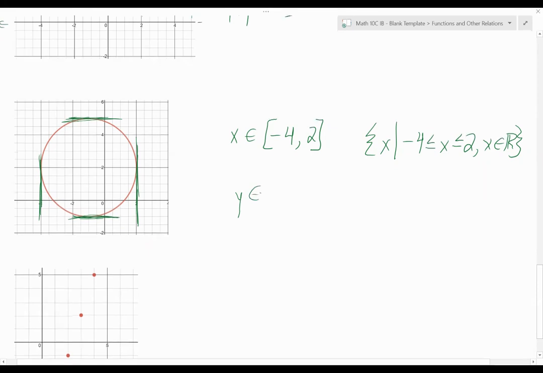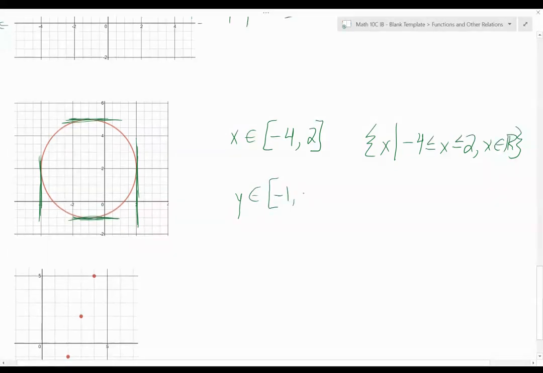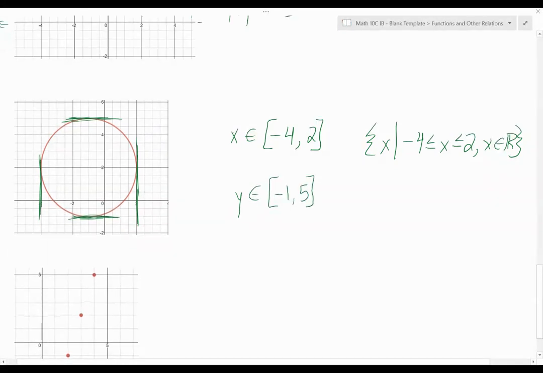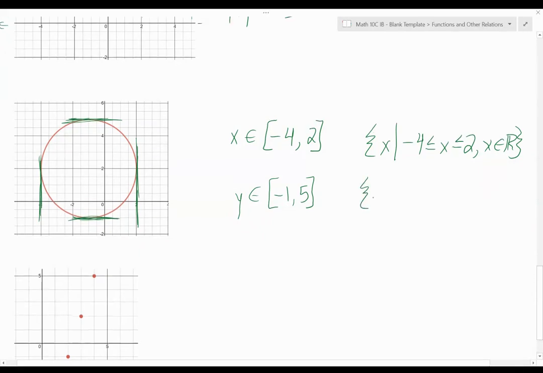For my range, the y values are between negative 1 and 5. So y is an element of the interval from negative 1 to 5, because this relation exists between those values, but nowhere outside of them. And again, in set notation, this would look like y such that negative 1 is less than or equal to y is less than or equal to 5, and y is an element of the real numbers.